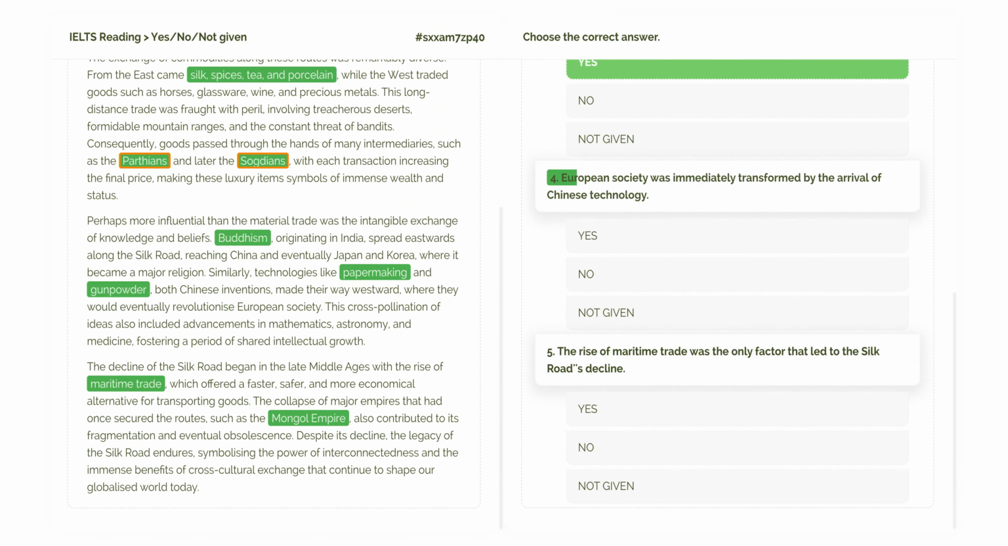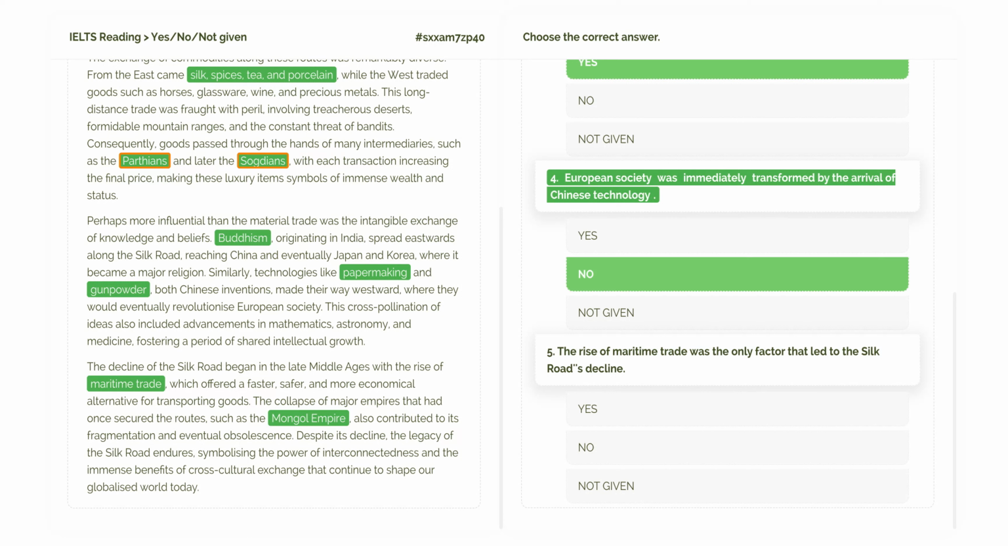European society was immediately transformed by the arrival of Chinese technology. This question is about the effect of Chinese technology on European society. The key word to watch out for here is the adverb immediately. Did the transformation happen right away? Let's go back to paragraph 3 where technology was discussed. Was the change instant or did it take time? Answering this will tell us if it's yes, no, or not given.